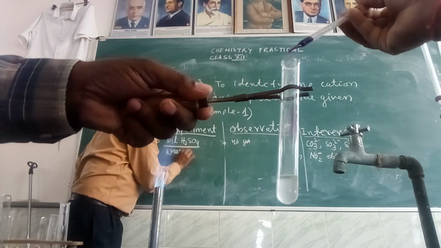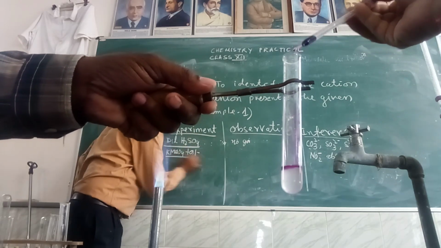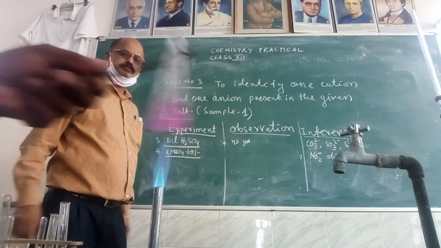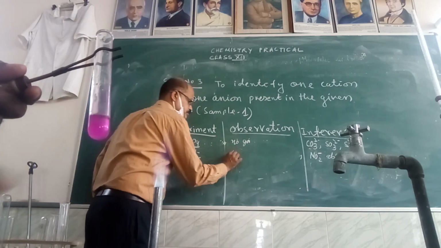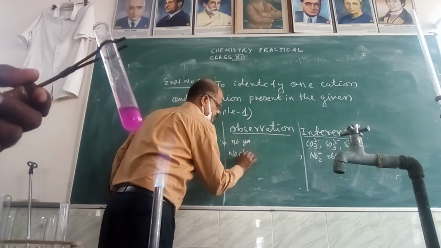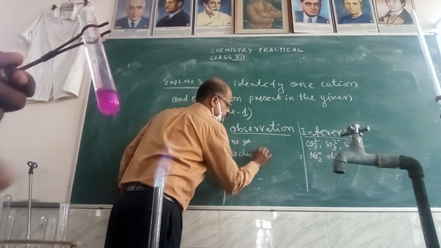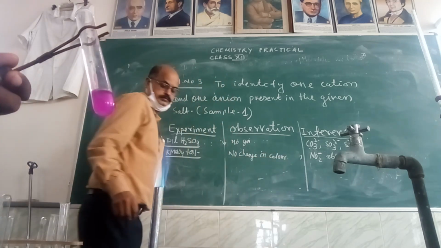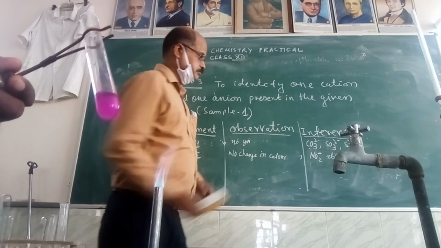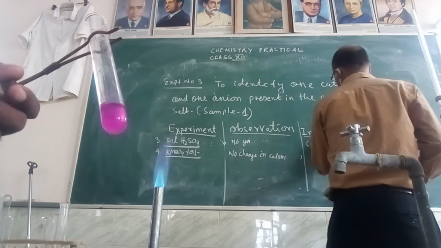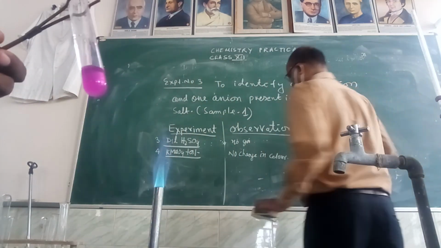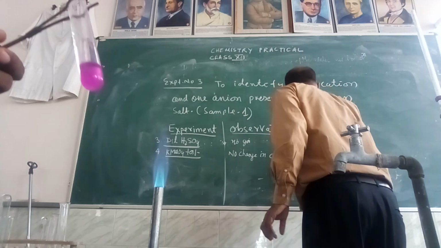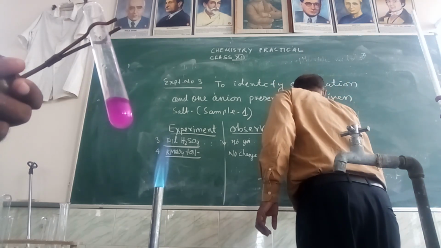Okay, we add potassium permanganate solution. Is there any change in the color? No change in color. That means potassium permanganate is an oxidizing agent, so if any reducing agent is there, like Cl minus, Br minus, I minus, oxalate ion or ferrous ion, then they will definitely decolorize the potassium permanganate solution.